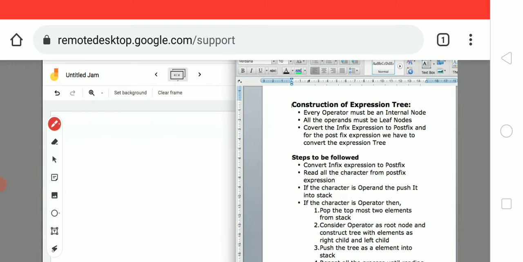Today our topic is construction of expression tree. So with the help of expressions, we can construct a binary tree. So let us discuss this topic.